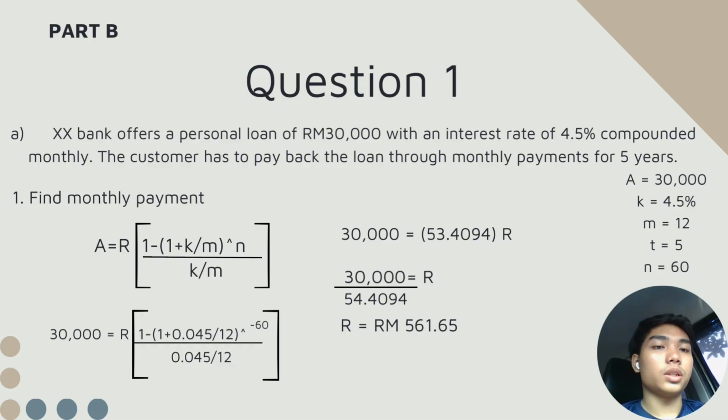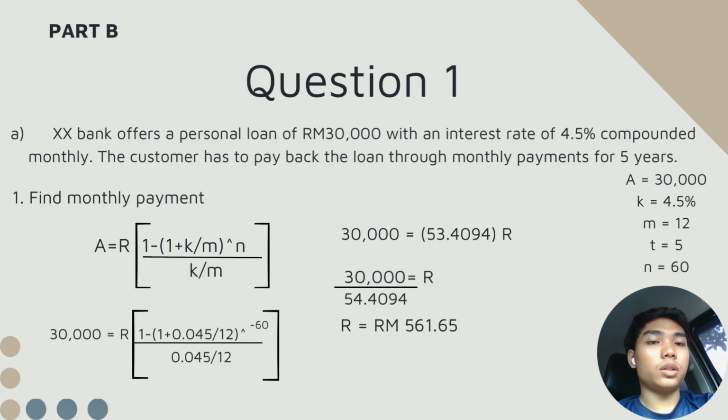Okay, now let's begin with part B. Question 1. Here the bank offers a personal loan of RM30,000 at an interest rate of 4.5% compounded monthly. The customer will repay the loan through monthly payments over 5 years. To solve this question, we use the formula A = R[(1 - (1 + K/M)^(-N)) / (K/M)].